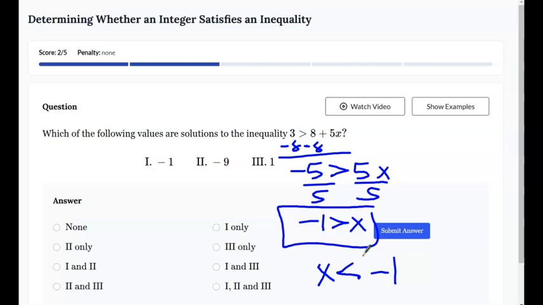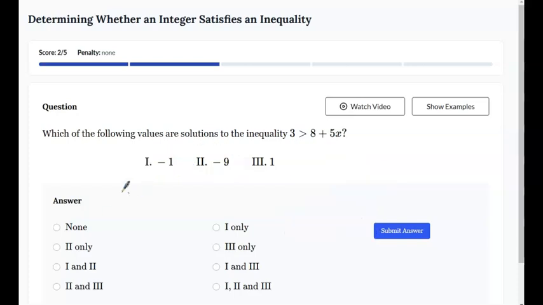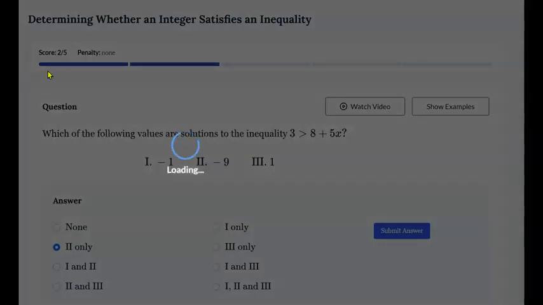And any of these numbers that are lower than negative 1, this one here, not this one, because it doesn't have the equal to sign. So you can't be equal to negative 1. You can only be less than it. So we're going to choose that capital I, so the 2 only. Option number 2 only.